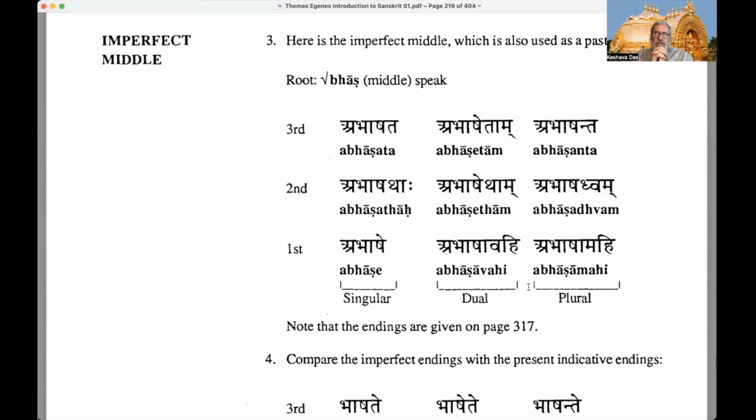So for instance, if we said vach, we would use active endings. We would say vachati, vachataha, vachanti, like that in the present tense, to speak. But bhash takes the middle endings. So bashyate, bashyete, bashante, bashyase, bashyate, bajete, bajadwe, baje, bajawahe, bajamahe.